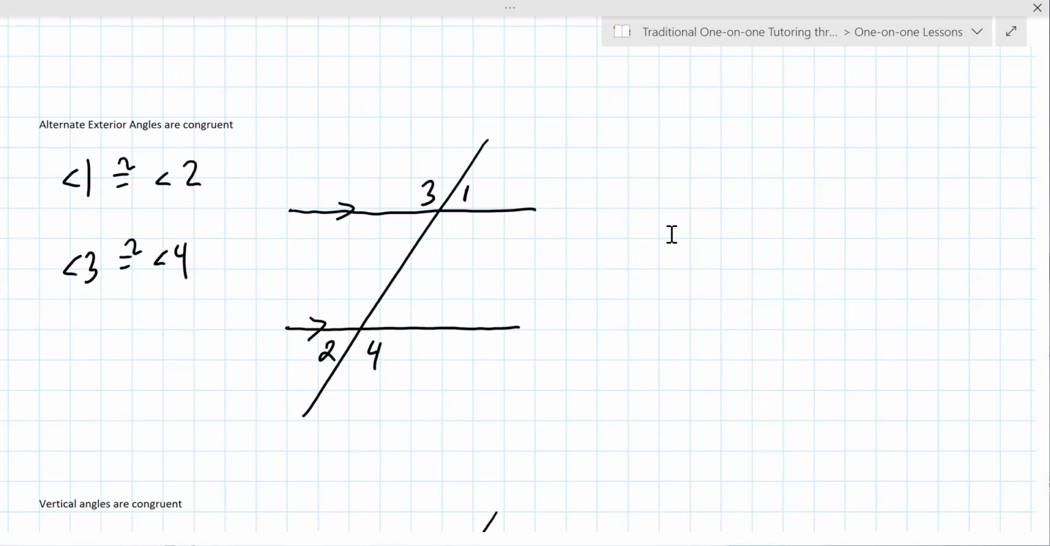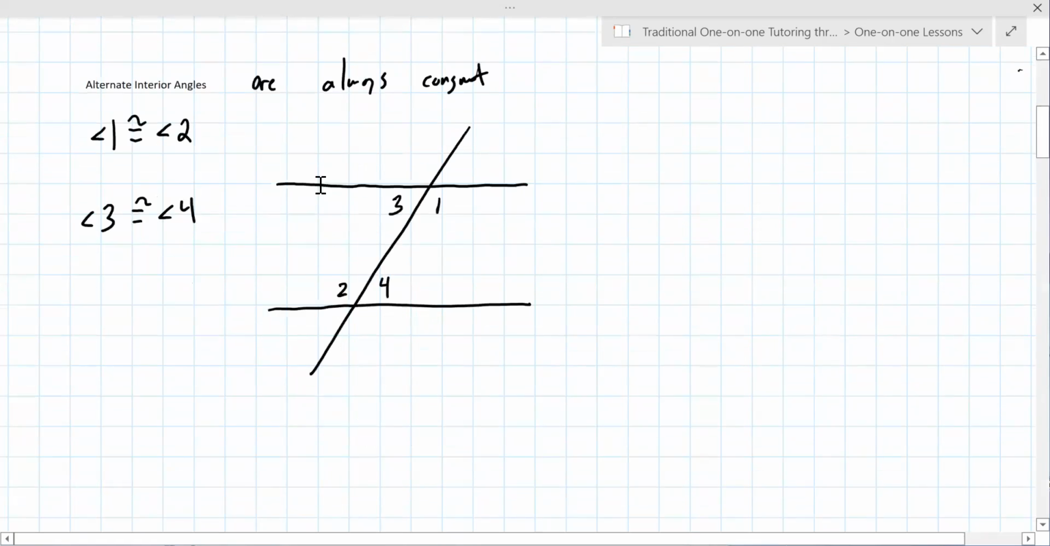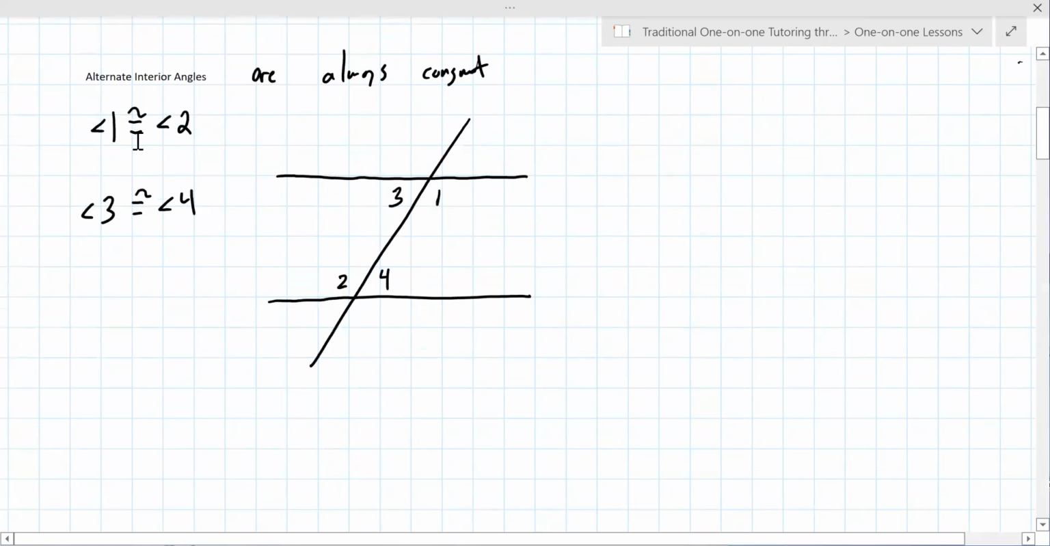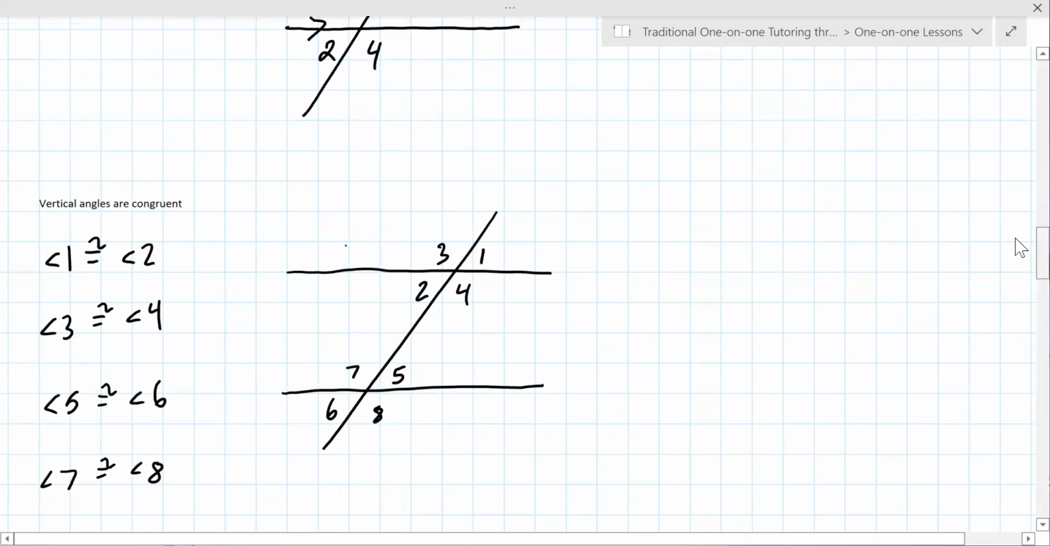What was the name of the first one? Alternate interior? Yeah, let's just start from the beginning here. So here's the first grouping that they sometimes show you: alternate interior angles. Okay, so let's go back to this new problem.